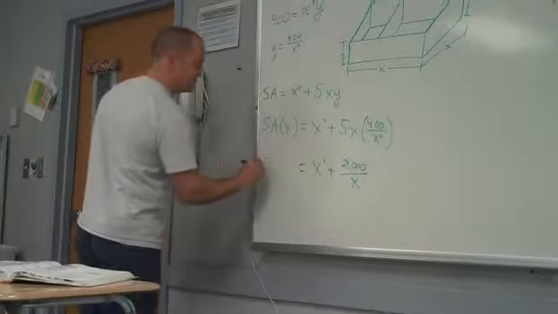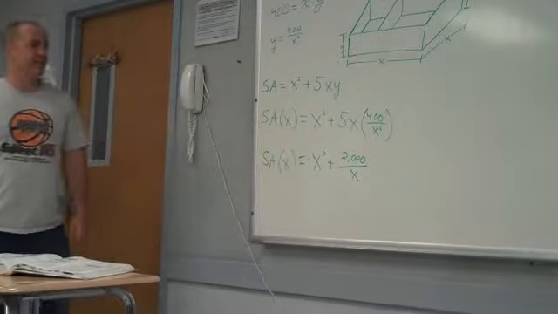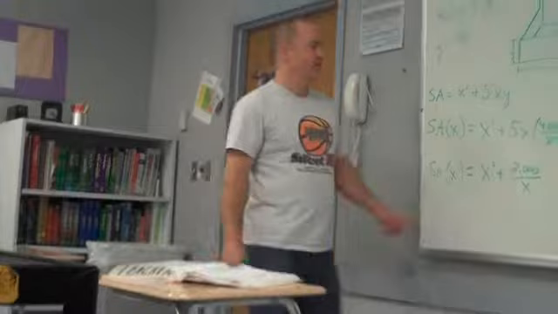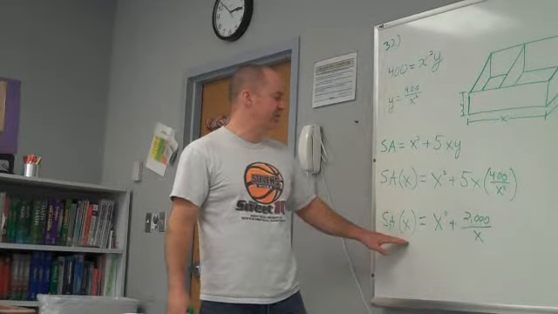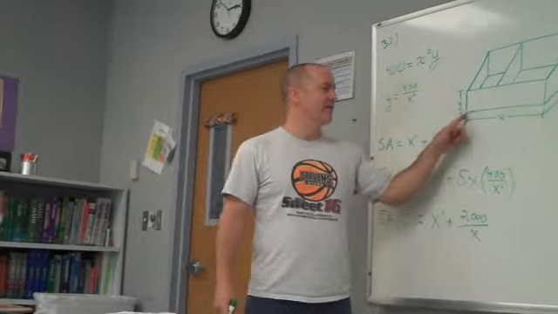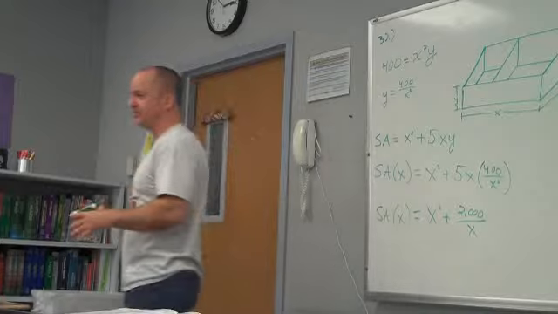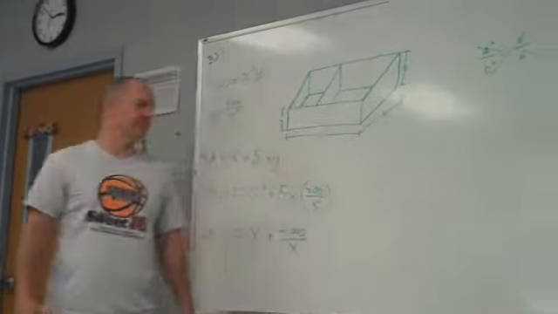And this is the function that determines the amount of material needed to get 400 cubic inches. This is the function that determines how much surface area will be required for the various ways you can build this box just by changing the size of the base, as long as the base stays a square, because this x and this x are the same.